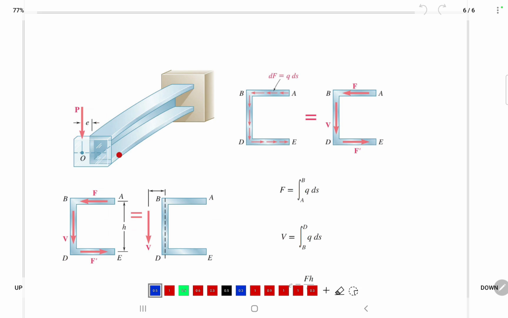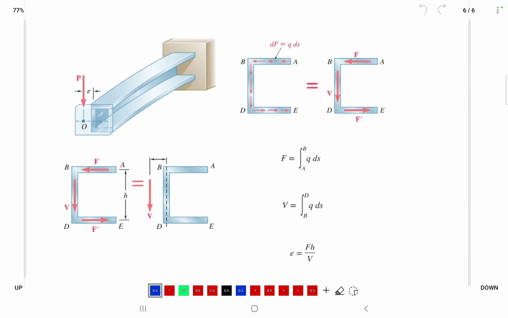This is a thin-walled beam structure, and if it is acted on by this force, then there will be a shear flow. You see the shear flow. This shear flow will determine the location of the shear center. So the shear center is the point at which the vertical load is exerted so as not to produce any torsion.